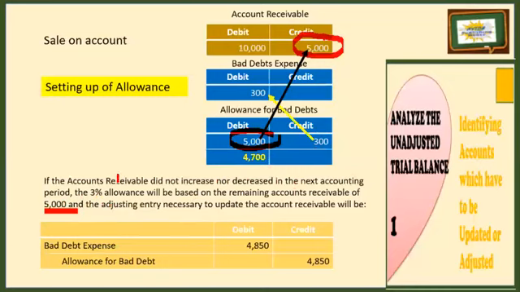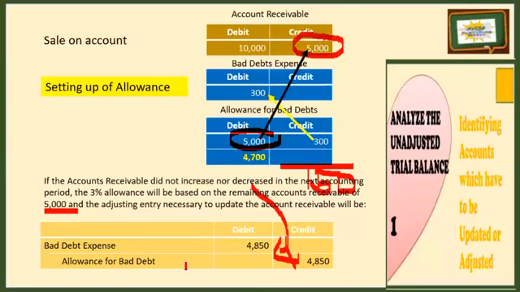So the balance at the end of the period on allowance for uncollectible accounts should be 150. But considering that there is already 500 debit and 300 credit, how much is the difference to make it 150? So to make it 150, you have to debit it by 4,850.